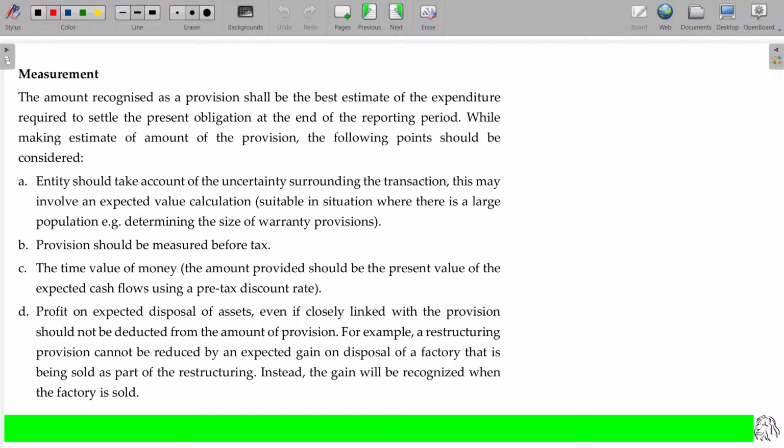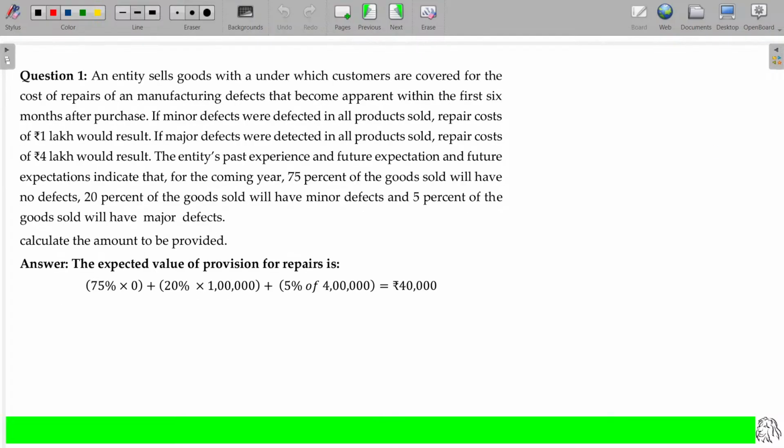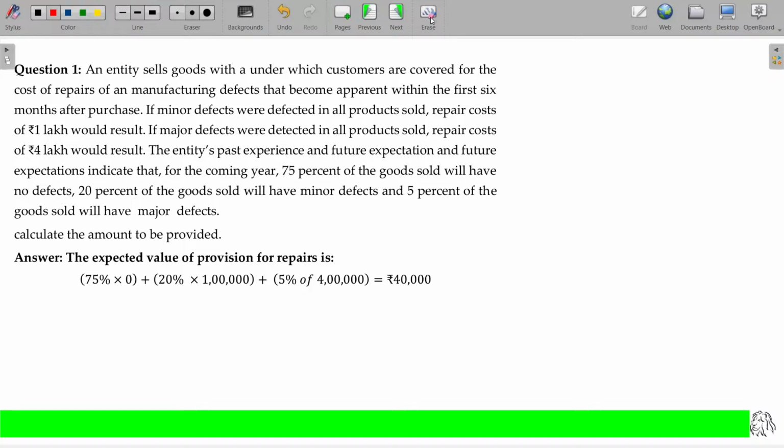How can we measure? So measurement we will see along with the illustration so that we will be able to understand this easily. Question number 1.